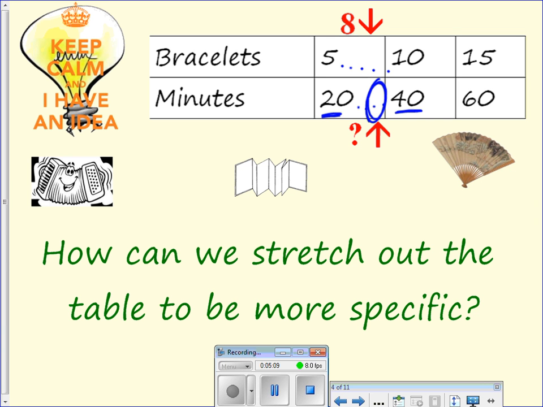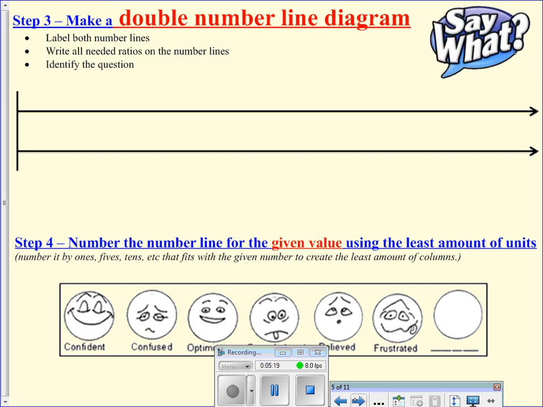Okay, but let's continue. So let's look at how we can take our ratio table and unfold it and stretch it out so we can see more specifically. We can make a double number line diagram. That's just a fancy way of making a new visual to show equivalent ratios.